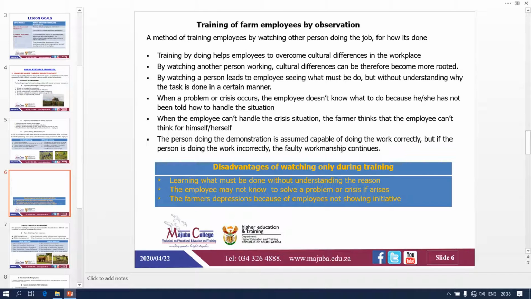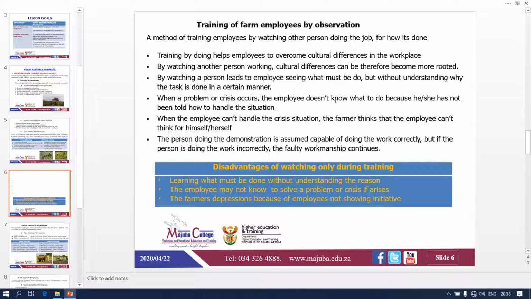The faulty workmanship continues. So this one, training by doing, helps to overcome cultural differences. Without doing it, or by only watching, cultural differences will be rooted, which can lead to employees watching or seeing what is happening without understanding. When the crisis comes, you don't know what to do. You can't handle the situation. If you can't handle the situation, the employer thinks you are not good at all, right? These are just the summary if you're looking at it. It has these steps, this 1, this 2, this 3, this 4.